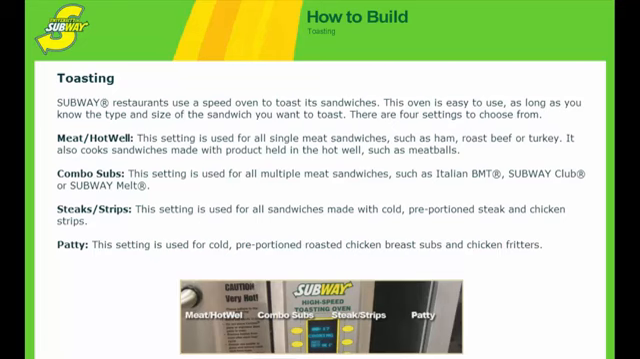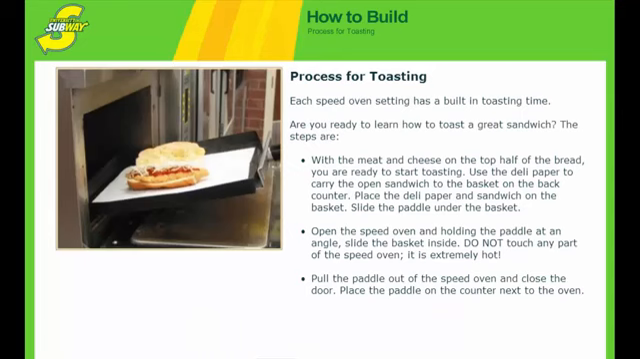Combo subs. This setting is used for multiple meat sandwiches such as Italian BMT, Subway Club, or Subway Melt. Steaks, strips. This setting is used for all sandwiches made with cold, pre-portioned steak and chicken strips. Patty. This setting is used for cold, pre-portioned roasted chicken breast subs and chicken fritters. Each speed oven setting has a built-in toasting time. Click Toasting Time Chart for your reference.